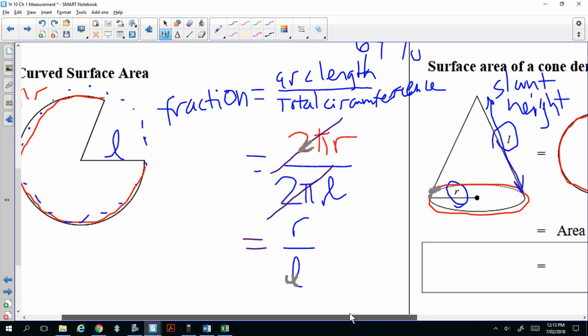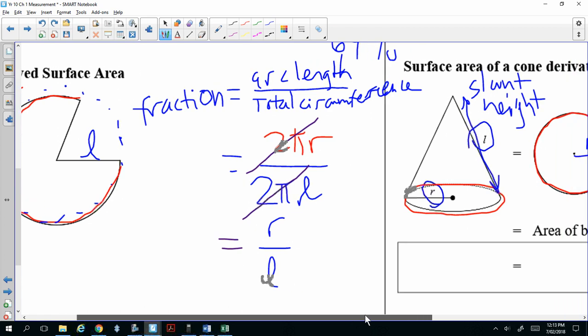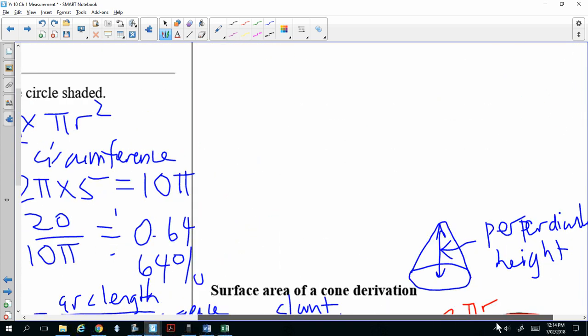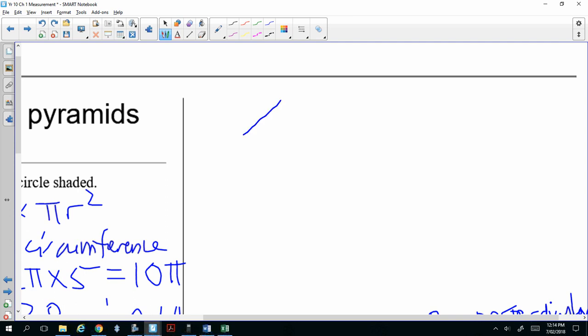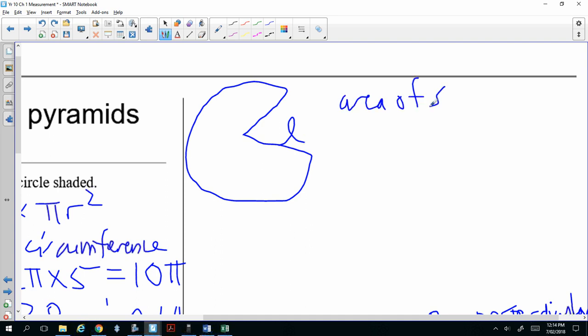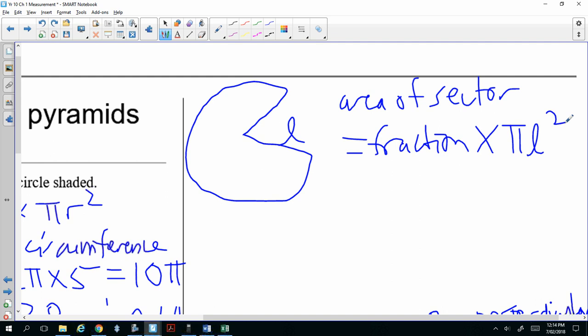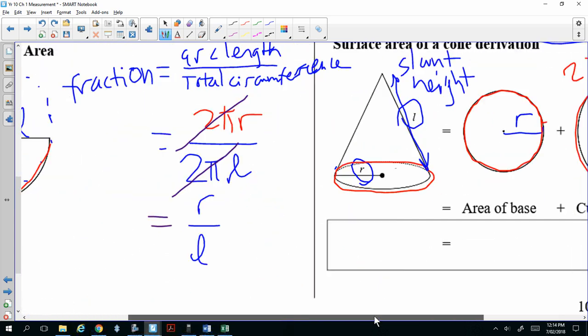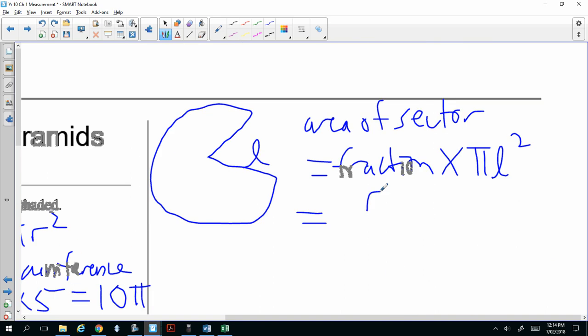Now we can write down the surface area. Okay? R over L. So now to find the area of the sector, let me draw this again. Right, L. So area of sector equals the fraction. We don't have the angle, just the fraction, times pi L squared, because that's the area, pi L squared. And the fraction we got from our working out was r over L. So we're going to use this r over L times pi L squared.